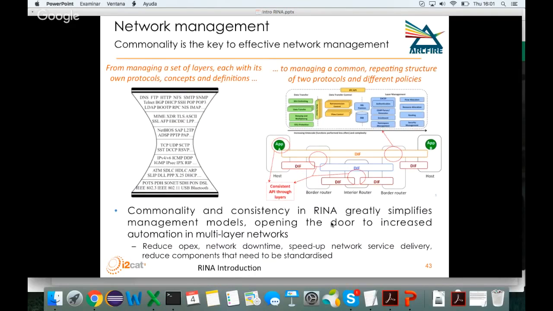And finally, network management. You can imagine the difference between managing a network with an arbitrary number of different layers and an arbitrary number of different protocols that have been independently designed, which is hard to manage because it has little commonality, and managing a structure such as RINA's, in which you have clear building blocks which repeat all along, protocols that have been designed with commonality in mind, and so on. So management becomes much, much simpler because networks are much, much simpler.